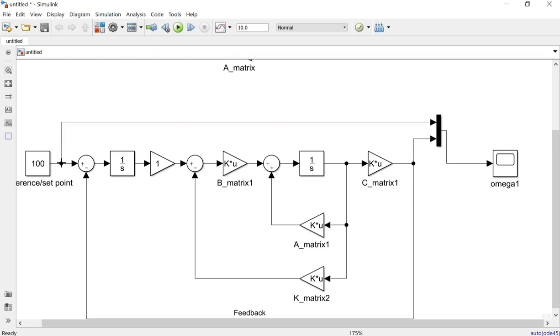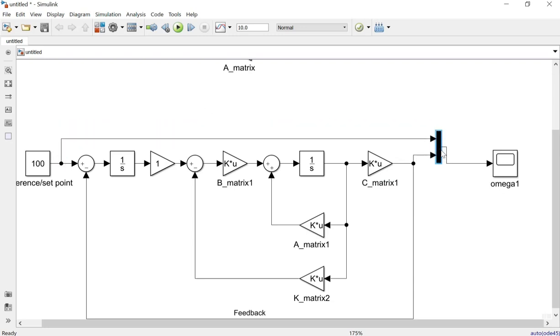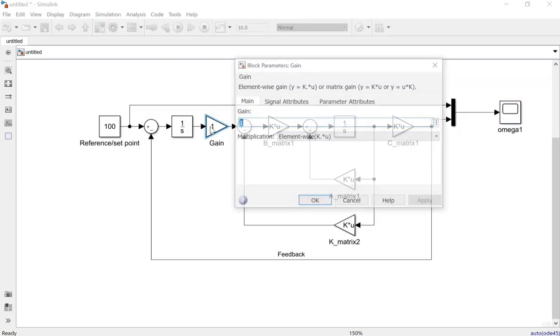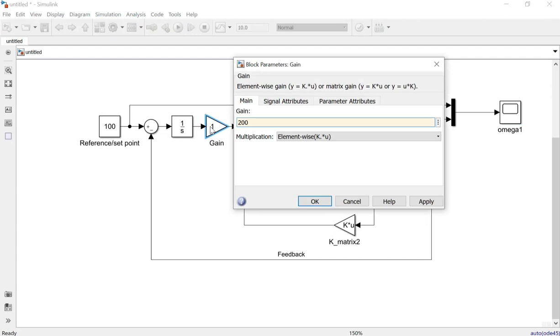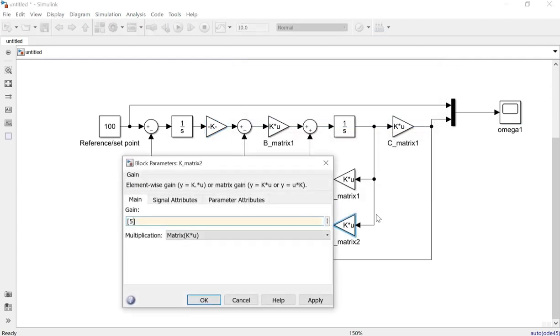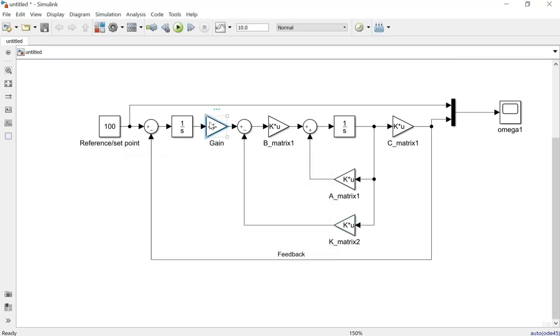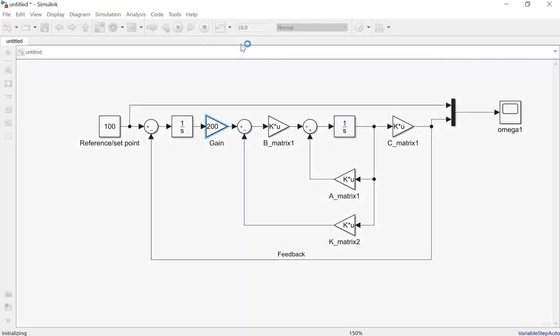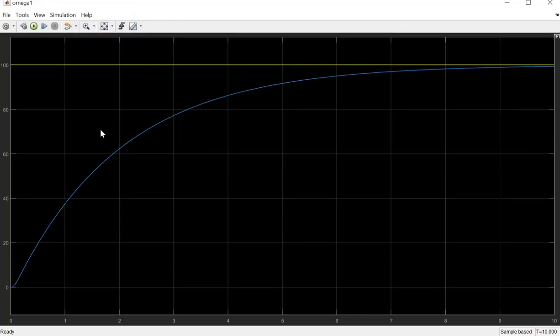The C matrix is connected to an integrator. The integrator output is sent to the mux and also to the first summing point. The mux is used to see the reference point and C matrix input, and the mux output is connected to a scope to see the output waveform.